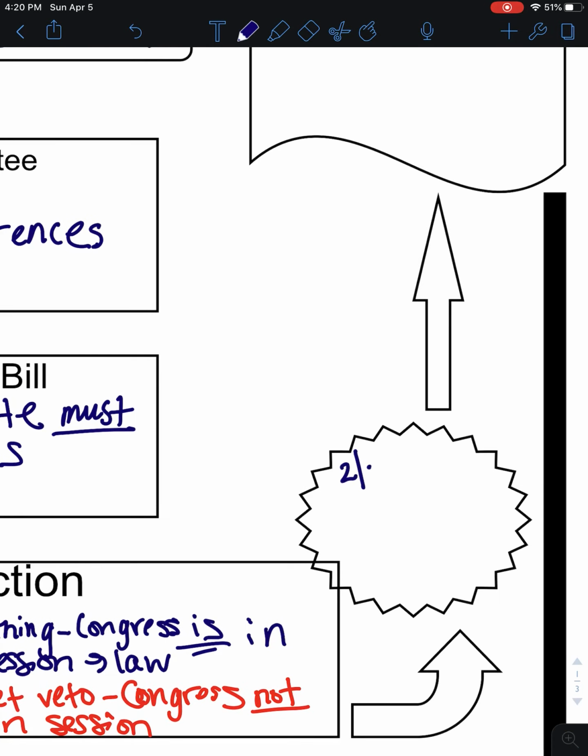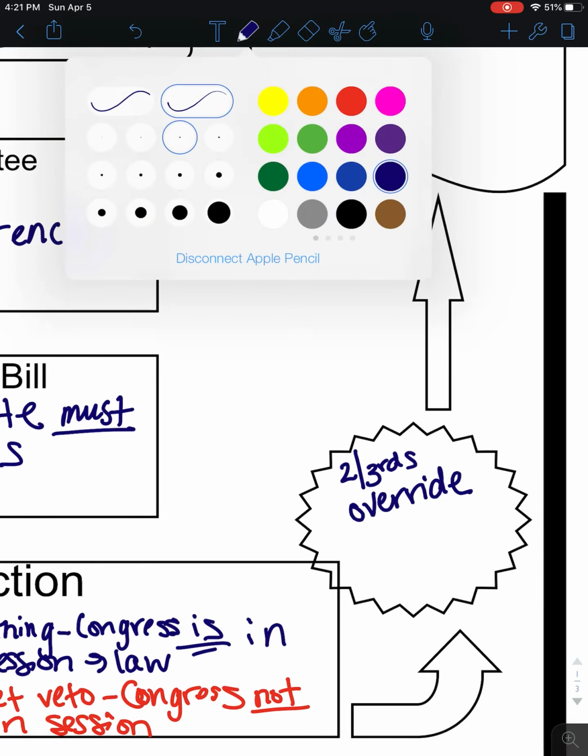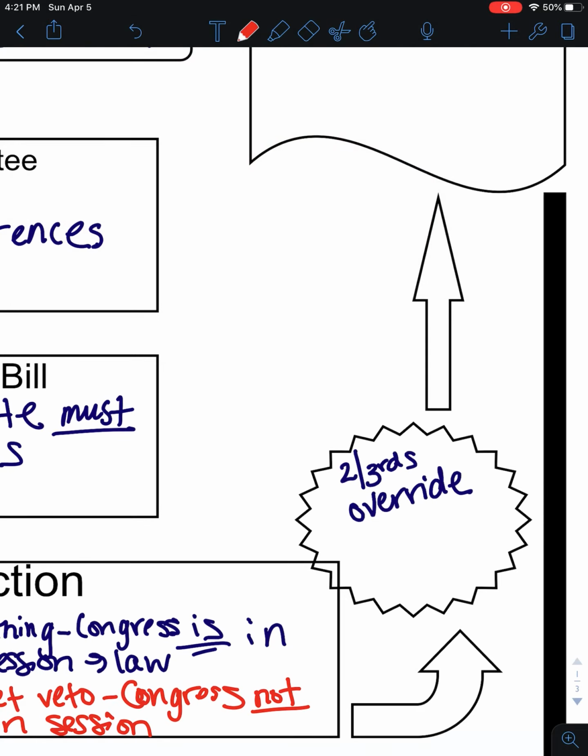So the last time this happened was Obama, and there was a bill that Congress wrote that allowed citizens to sue other countries because of terrorist attacks. Obama vetoed that, saying that's not a good idea to let citizens sue a country. Congress disagreed and they overrode. Before that, the last time before Obama being overridden was Nixon with the War Powers Act.